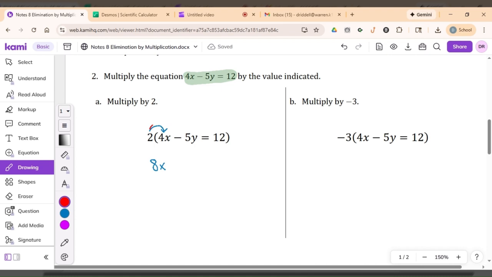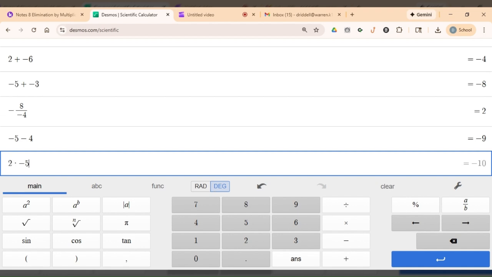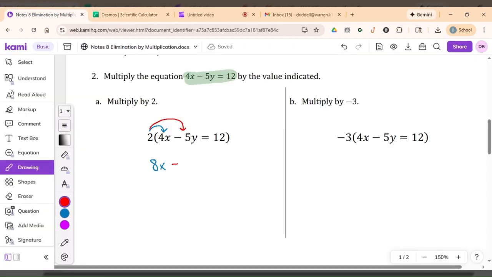And now I need to multiply 2 to a negative 5y, okay? And if you don't know what 2 times negative 5 is, just type 2 times negative 5 in the calculator, and we get negative 10, okay? A positive times a negative is a negative answer, so negative 10y. Okay, so the numbers are getting bigger because we're multiplying by 2, still have the equal sign in the exact same place. Last step would be multiply one last time. So 2 times that 12 right there, and 2 times 12 is 24.